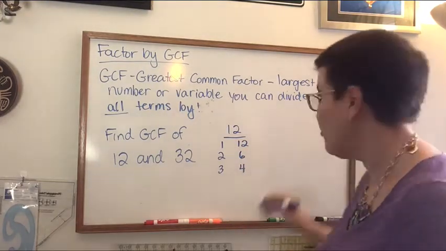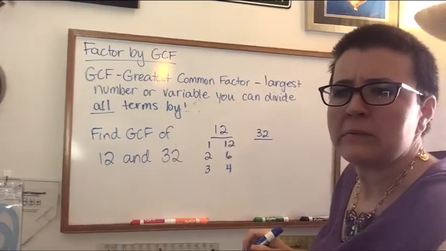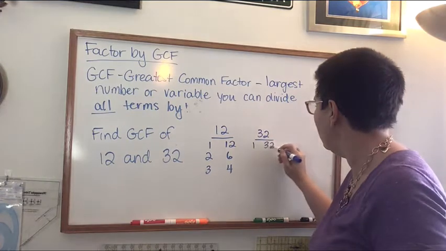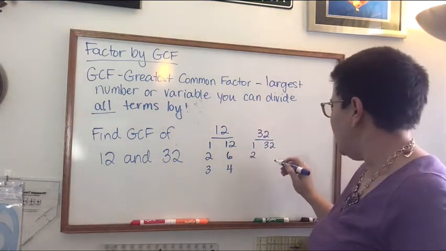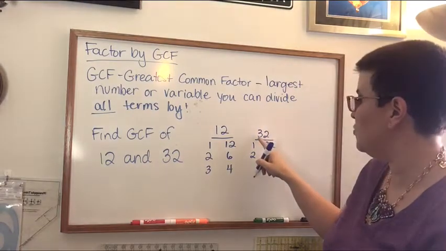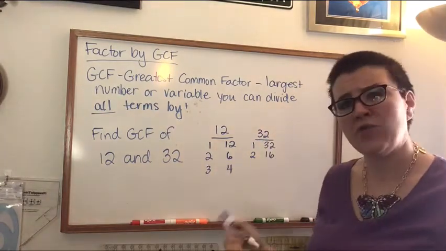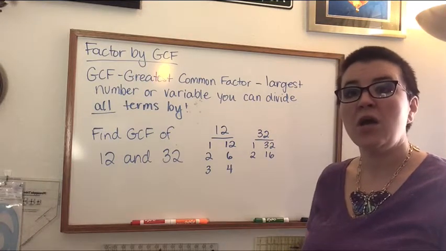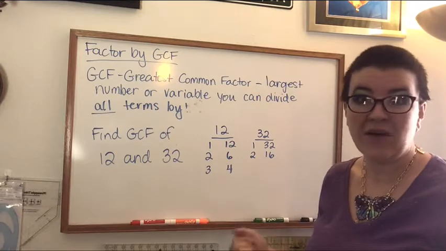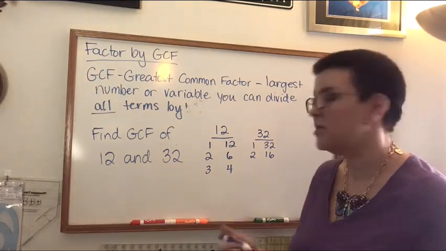All right, now watch with 32. Same idea. Okay, 32. So 1 times 32. Let's see, 2 times 16. 3 doesn't go in evenly because 3 times 10 is 30, and then 3 times 11 is 33. If you have a hard time listing factors, you can get the calculators to do it, or you can just divide, right? Take your calculator and say 32 divided by 2, 32 divided by 3, 32 divided by 4.